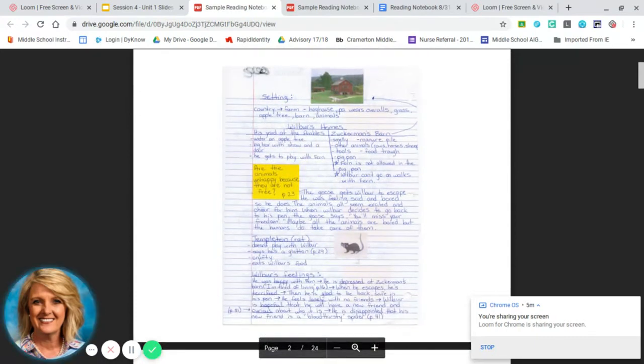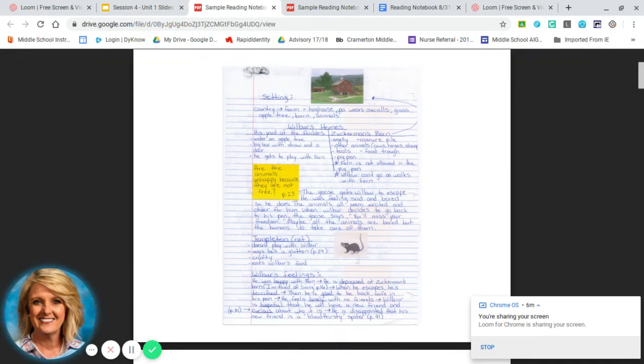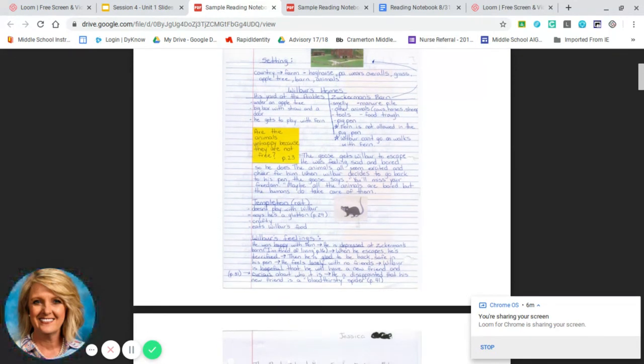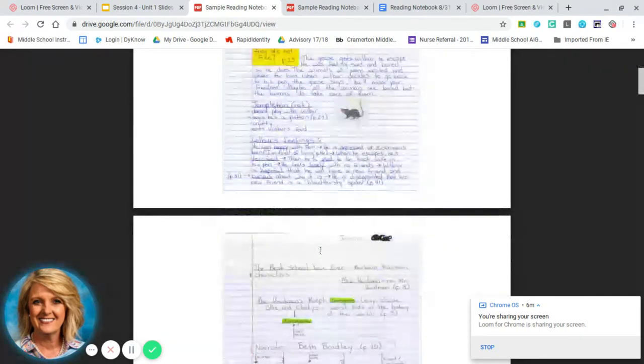Here on this page, she writes about the setting. She clips a picture and she says it's the country. It takes place in the country on a farm. There's a hog house. The pa wears overalls. There's grass, an apple tree, barns, animals. So she goes and she just finds a picture of this to depict what she's seeing in her mind about the setting. So here she goes on through more of the characters and their homes and their feelings.